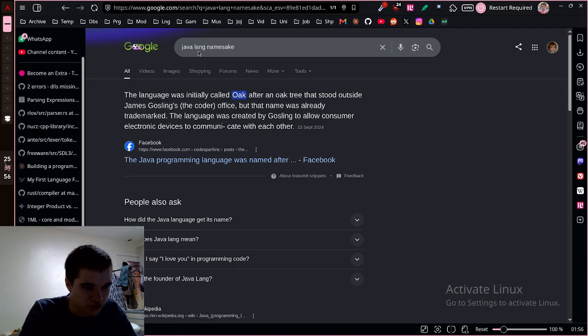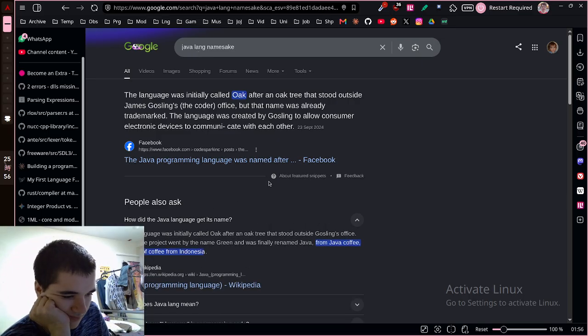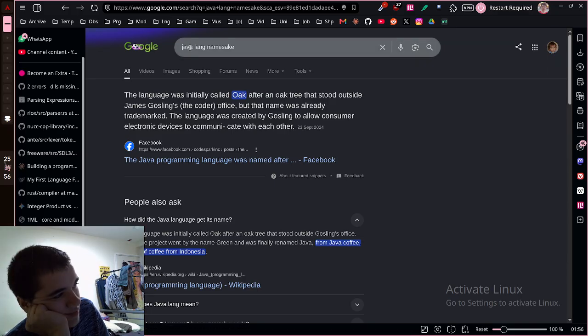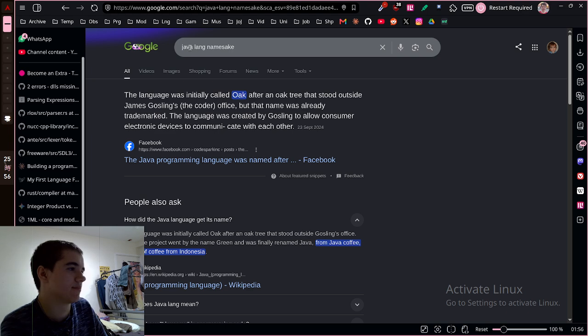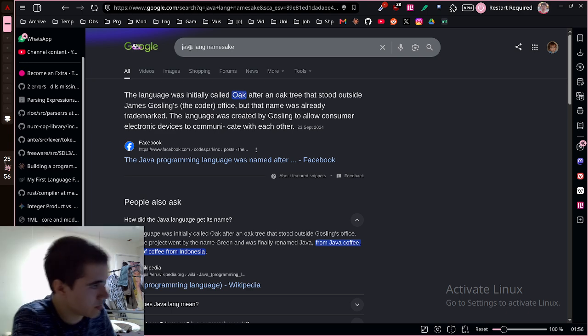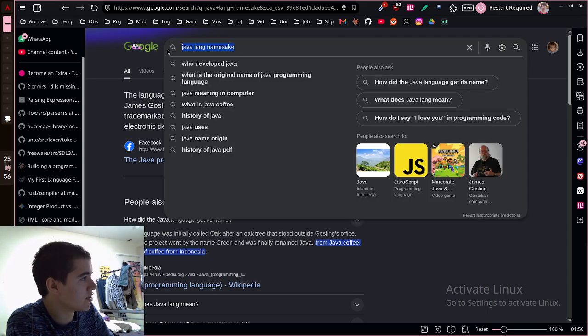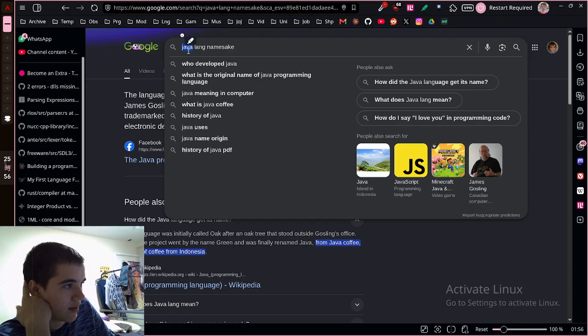Anyway, Java? It's called Oak after the oak tree. It's already trademarked. Java, coffee from Indonesia. Wait, is it really? I thought it was just a coincidence that Java had a similar thing to Indonesia, because Java is a place in Indonesia, right? Or like Javanese as a language. It's kind of wild. Why though? I guess he likes coffee.